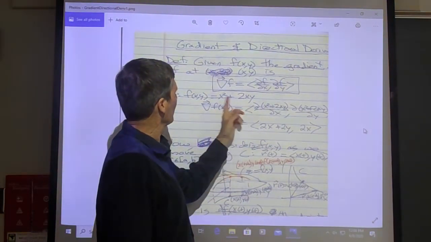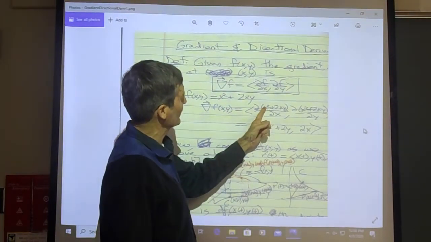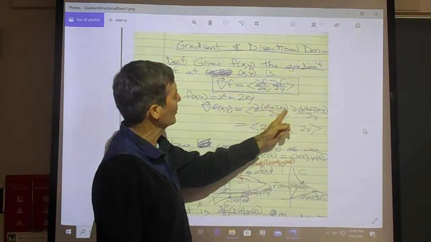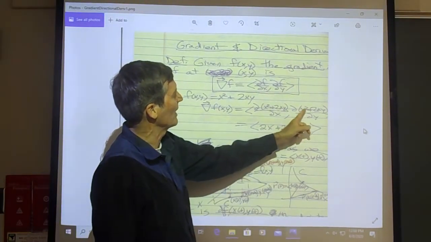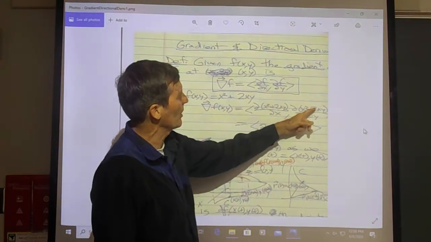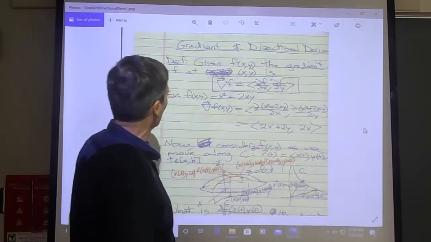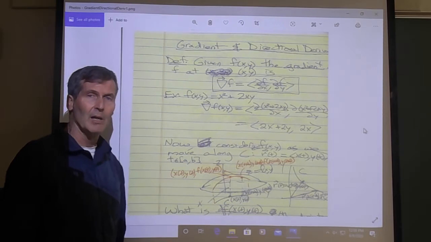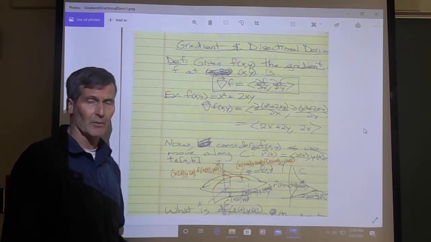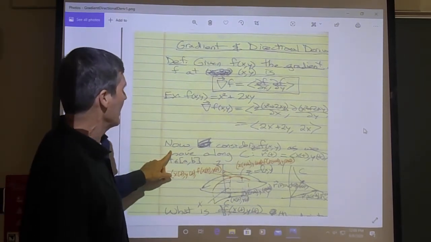We just take the partial with respect to x. Let's see, it's 2x plus 2y, right? Oh, there it is. What's the partial derivative with respect to y of x squared plus 2xy? Well, it's 0 plus 2x. There it is. So it's just the vector of partial derivatives. The gradient is nothing more than that. But it's immensely useful, it turns out. Wait till you see the properties at the end.